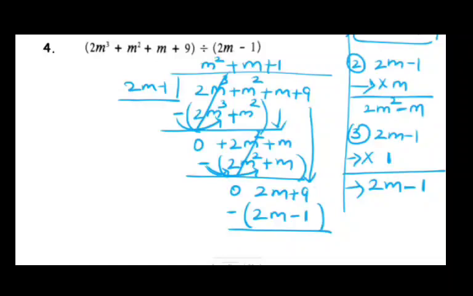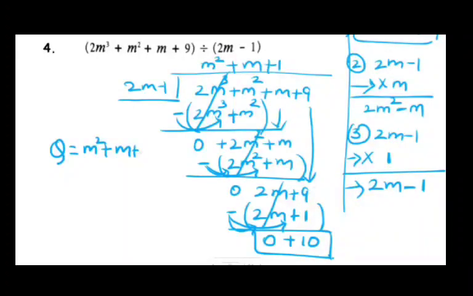Minus sign applies to the whole thing. Becomes minus and minus. 2m minus 2m, 0. This minus sign applies here. This becomes a plus sign. This turns out to be a plus 10. All in all, my quotient is m square plus m plus 1 and my remainder is 10.